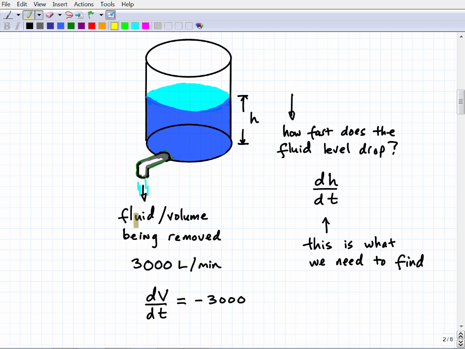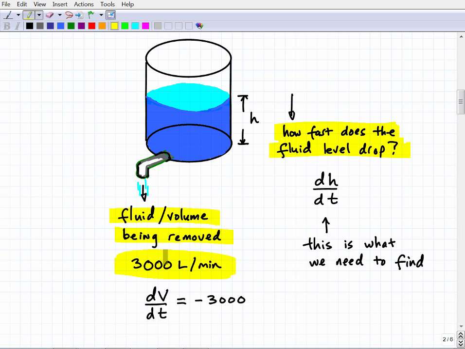All right, so here's our cylinder. We want to know how fast this fluid level drops, and of course we have the fluid, or the volume, being removed. Let's say for this particular problem, it's being removed at 3,000 liters per minute. It's being pumped out, removed in some manner, but the rate at which the volume is being pumped out is 3,000 liters per minute. What we want to find out is how fast the fluid level drops when the volume of the cylinder is being pumped out at 3,000 liters per minute.